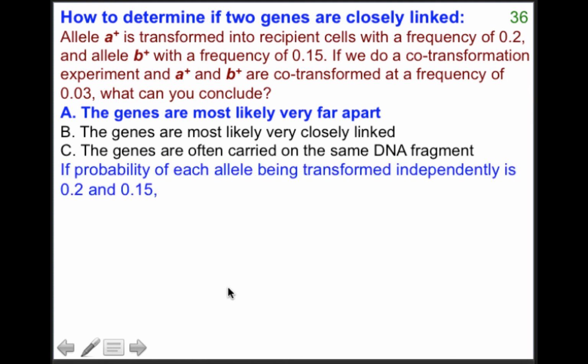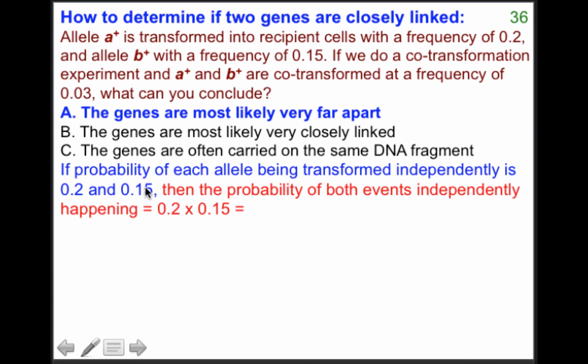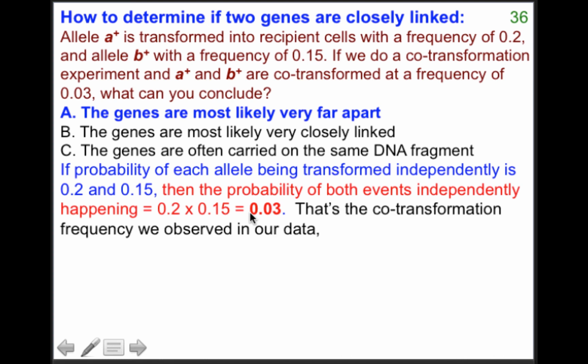The reason why is that if you take the probability of each allele being transformed independently, right? Probability for A plus is 0.2, probability for B plus is 0.15, then the probability of each of these events happening independently in the same recipient cell would be 0.2 times 0.15. We want this event to happen and independently this event to happen, so we multiply them together, and that gives us a probability of 0.03. All right, so that's the co-transformation frequency we would expect to see if they're not linked closer than the sizes of the fragments, and that's exactly what we saw in our data, right?